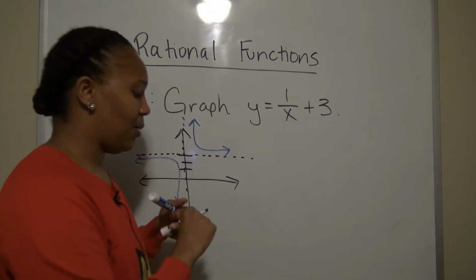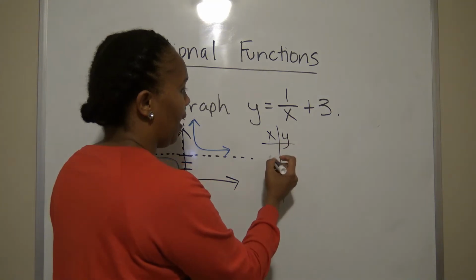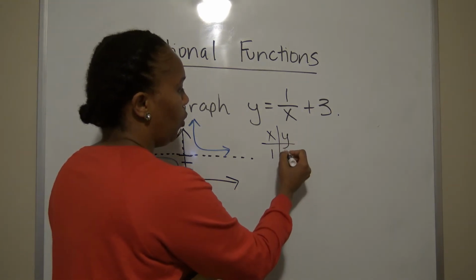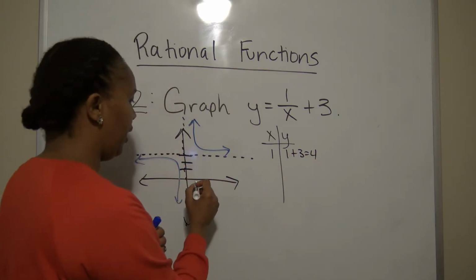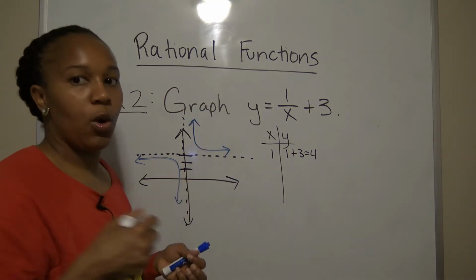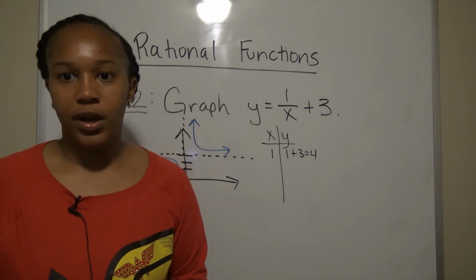Again, if I wanted to find more accurate points, I could plug in values for x and y, such as 1. 1 over 1 is 1 plus 3, which is 4. So I have a point at 1, 4. So if I wanted to know the exact points, I could find them by plugging in values for x and y.